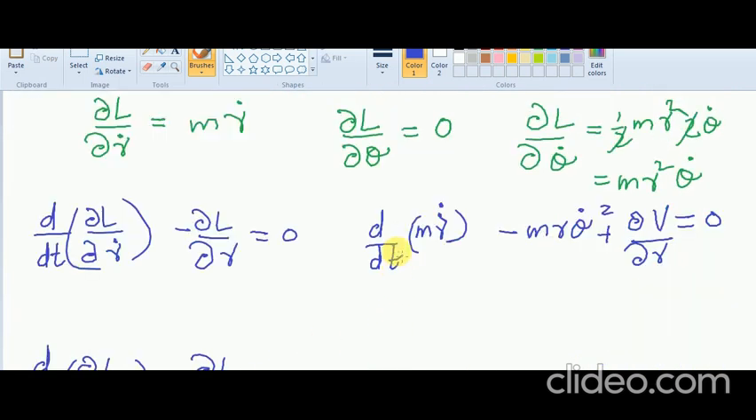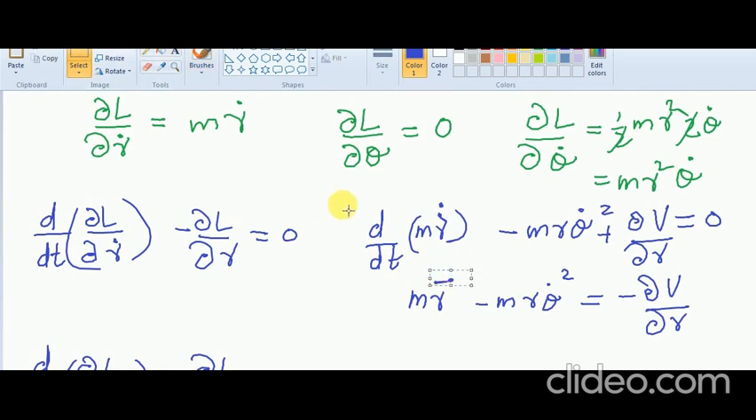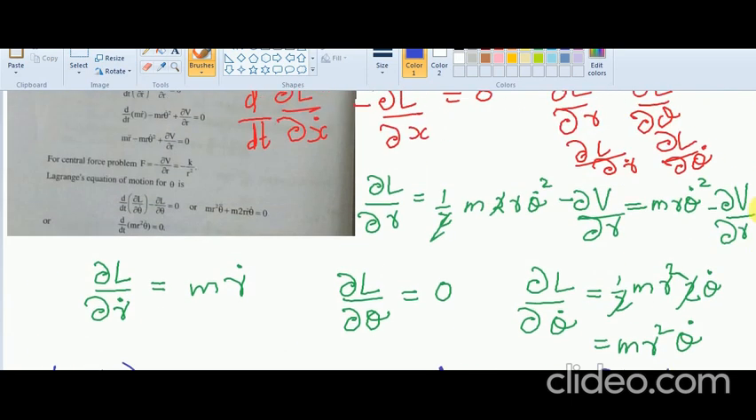Again differentiating that with respect to t, because d by dt is there. So this will become m r double dot minus m r theta dot square equal to minus dou v by dou r, which is the expression for force in the case of central force. So we got the expression for force in the central force problem.